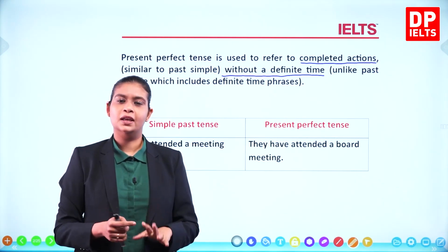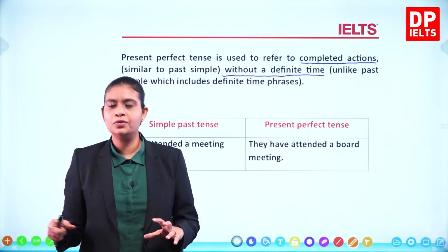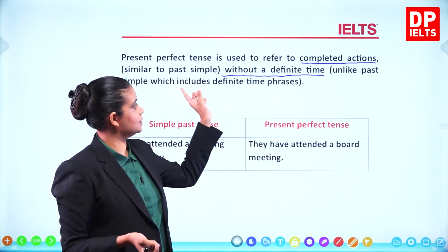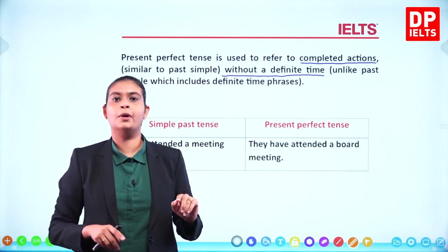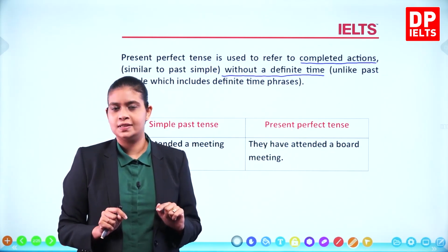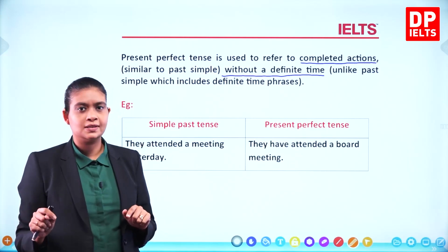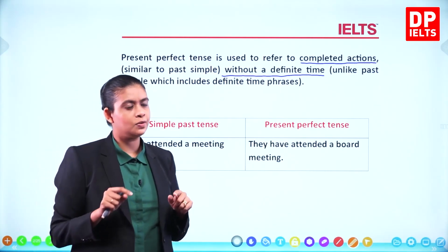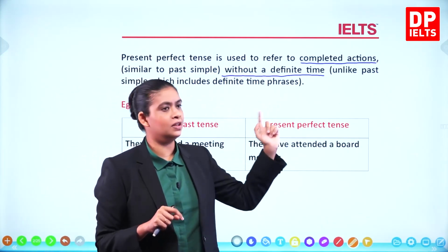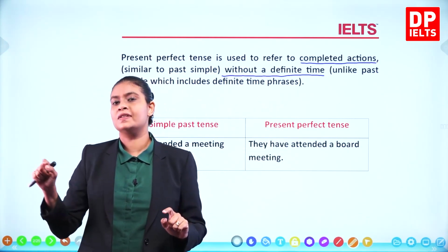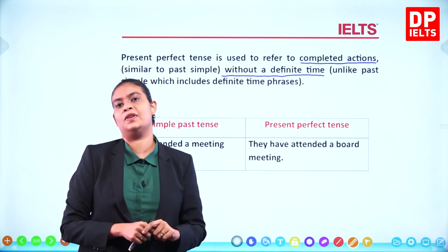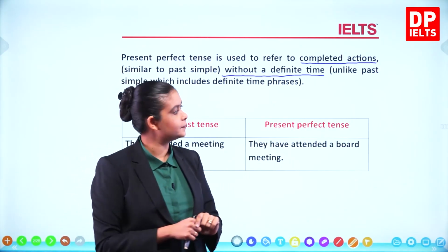Or else, it feels like you're talking about a completed action, right? So both of these tenses are used to talk about completed actions. The main difference is that the simple past tense talks about a specific time frame and it includes a definite time frame, whereas the present perfect does not include a specific time frame, right?